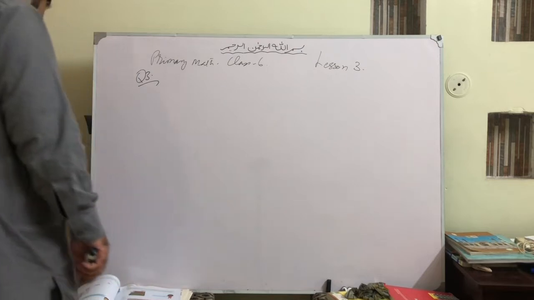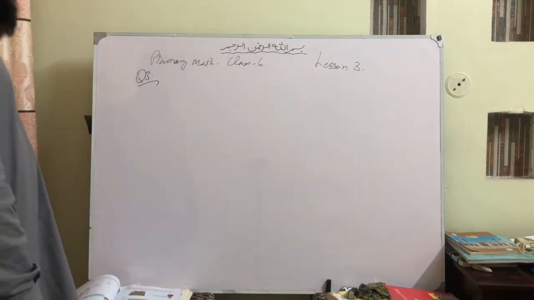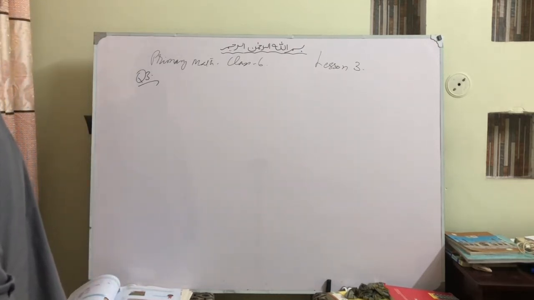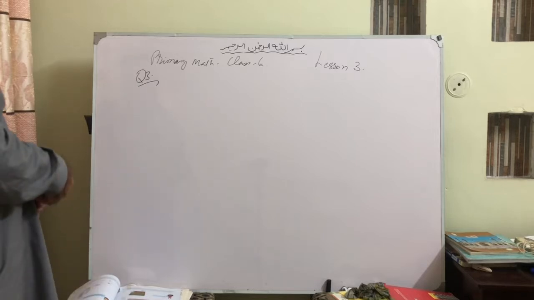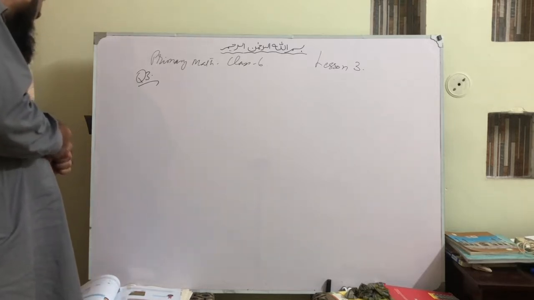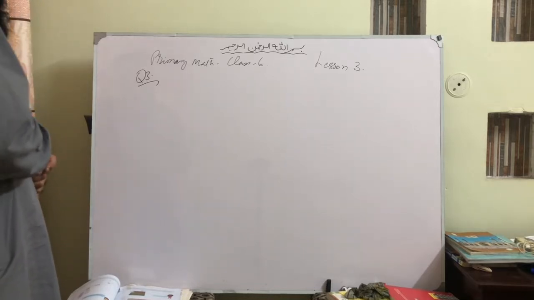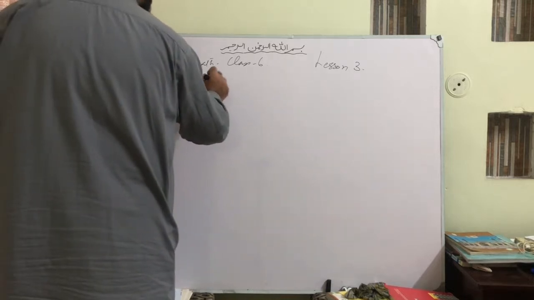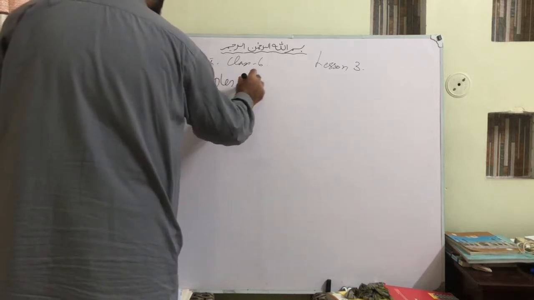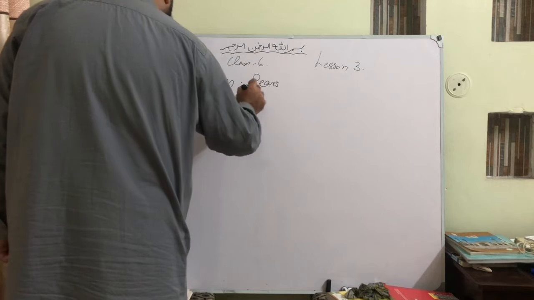Bismillahirrahmanirrahim. Now we'll be doing question number 3, page number 83. We are doing chapter number 4, lesson 3, Primary Mathematics for class 6. The question says, at a fruit stall, the ratio of the number of apples to the number of pears was 6:5. So the apples to pears ratio is given.